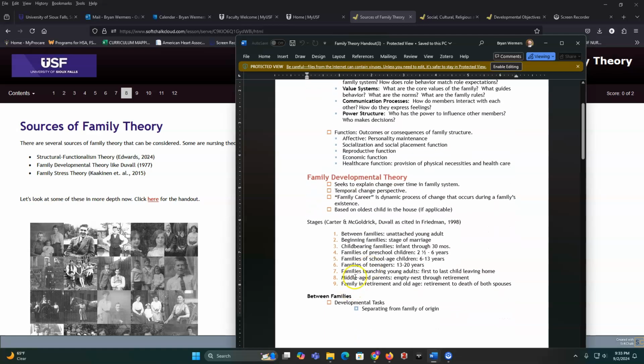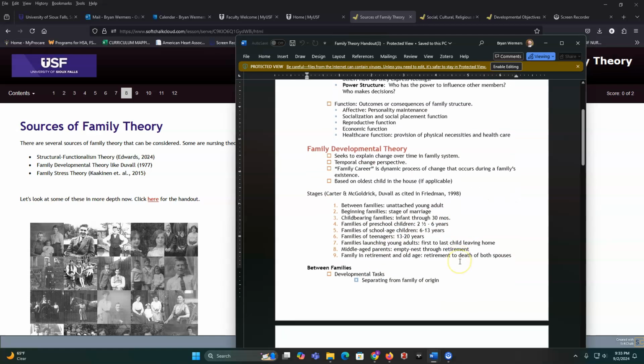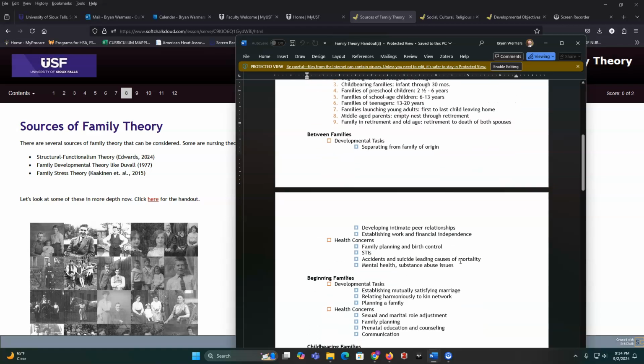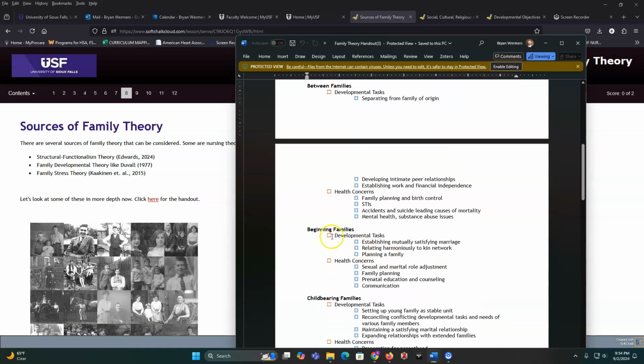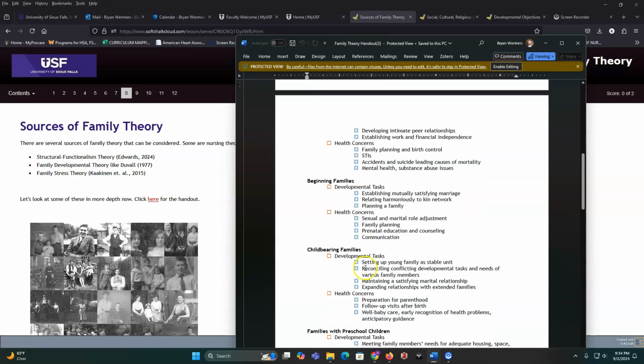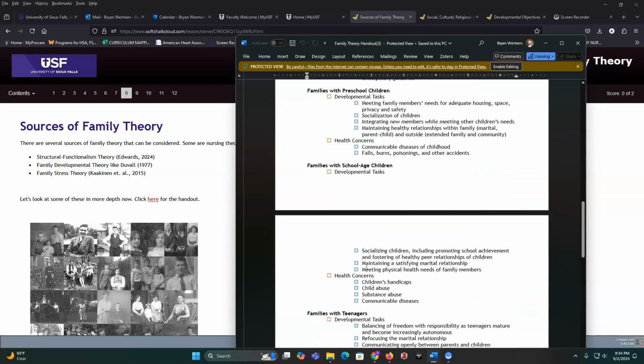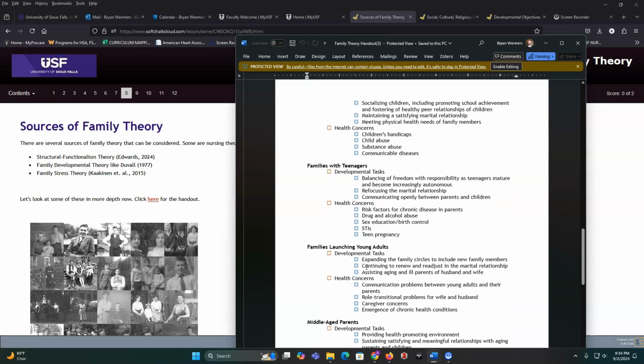So when you're looking at your patients in the hospital, think about what stage that family as a whole is. Are they at the infant? Are they at the child? Are they at the older school-age child? Or are they at teenagers? Where are they at with this one? And realize that what their goal is during these times differ. So you can look at beginning families and what their developmental tasks are, what their health concerns are, versus childbearing families versus infants and school age and all, etc., etc., etc.